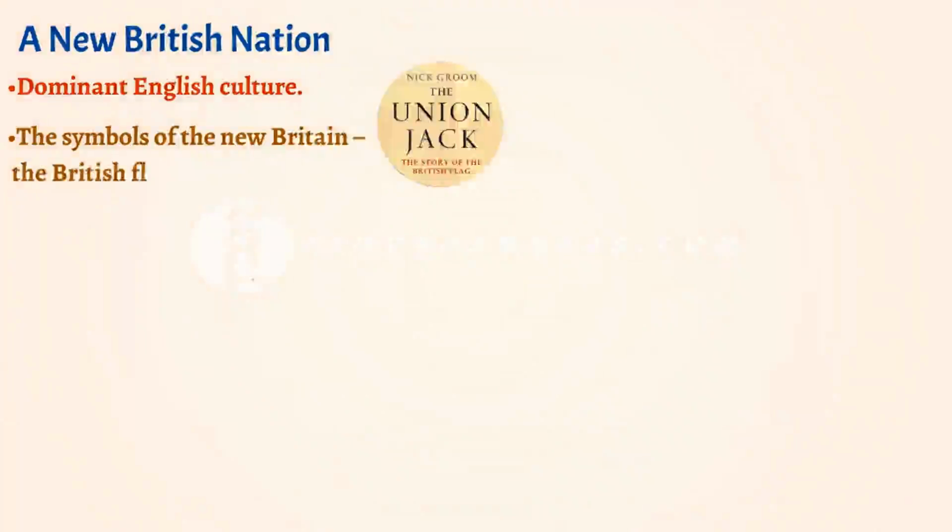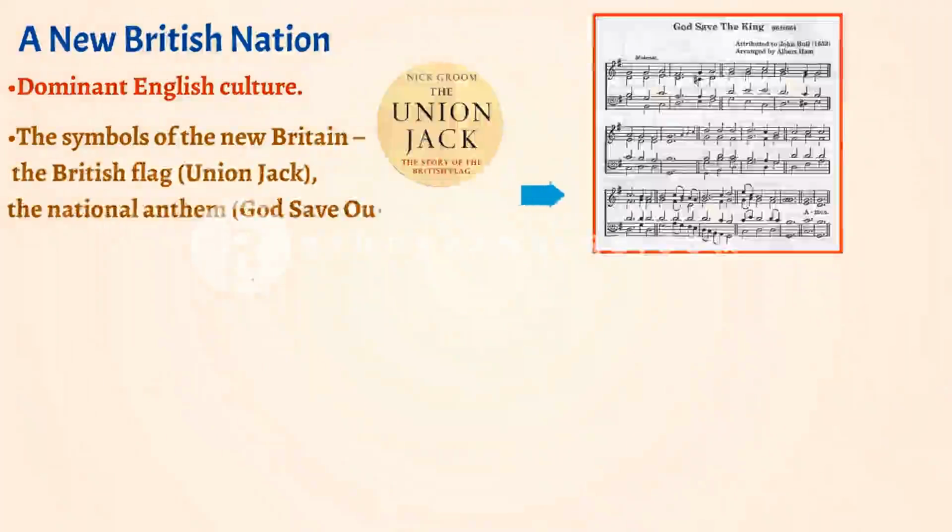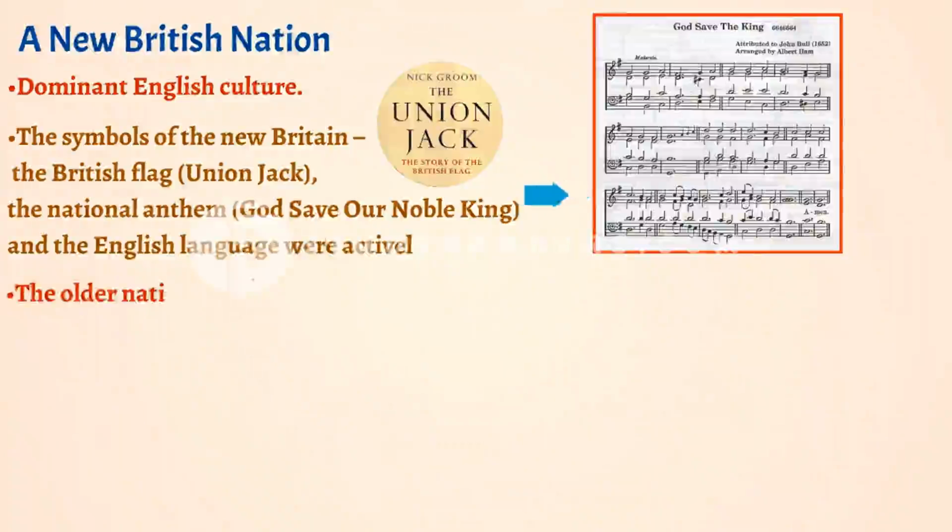Thus, a new British nation was made which had dominant English culture. The symbols of the new Britain, the British flag, Union Jack, the national anthem, God Save Our Noble King, and the English language were actively promoted. The older nations became only subordinate partners in the British Union.